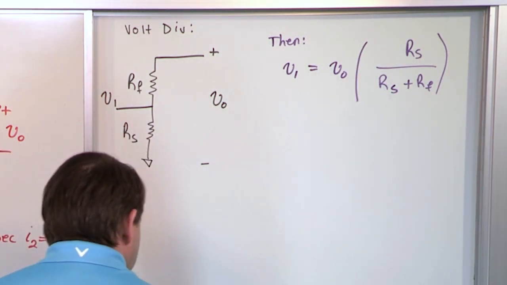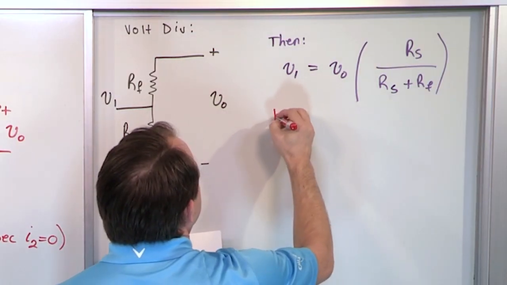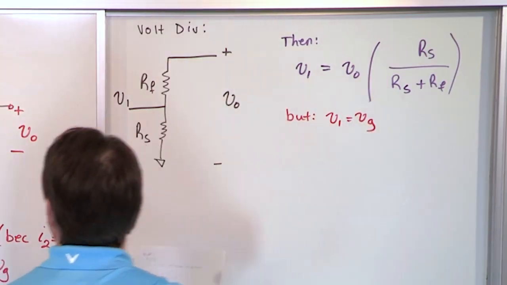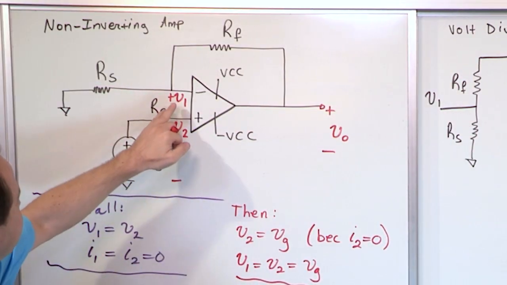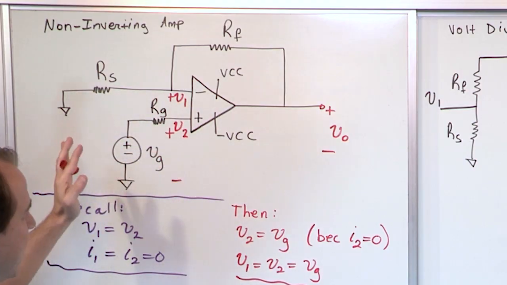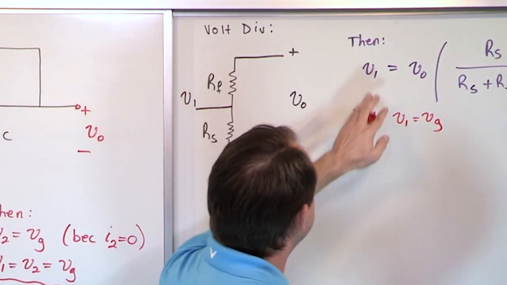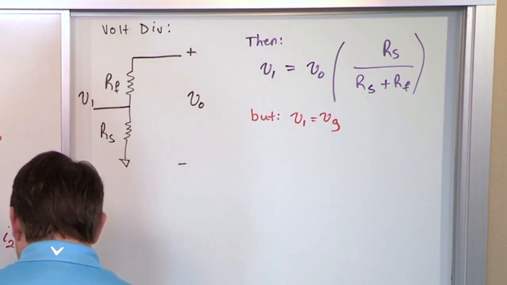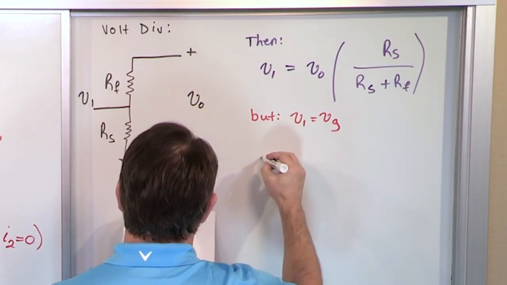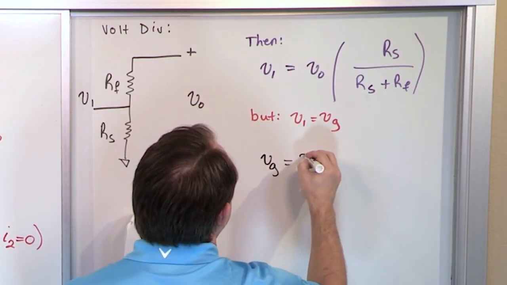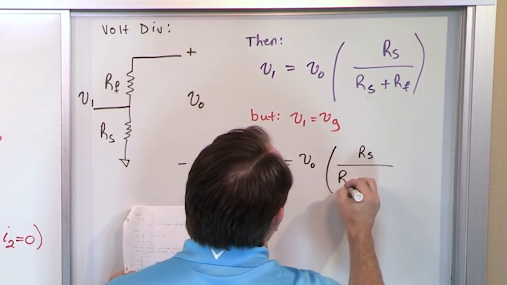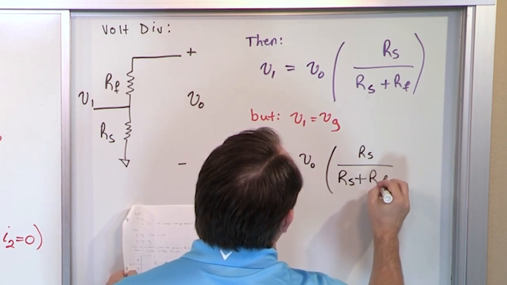But we also have another constraint. We know that V1 is equal to VG, and that we wrote a long time ago here. V1, this guy, is equal to the source voltage because of the virtual short condition and everything else we talked about. So even though I wrote it in terms of V1, I'm going to rewrite the whole thing again. It's kind of a waste of ink, but we're going to say that V sub G is equal to V0 times RS over RS plus RF.